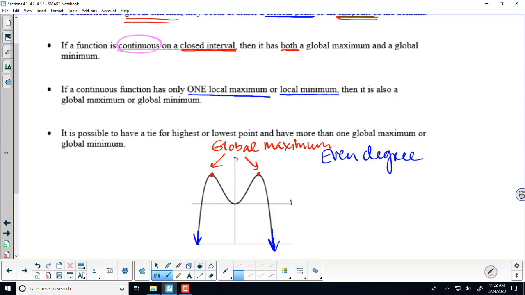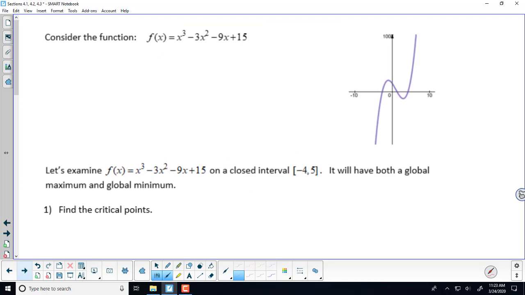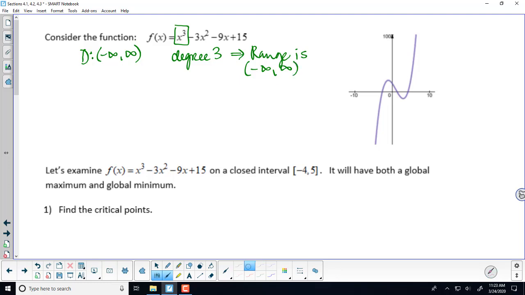All right, so how do we find these? Let's start with just talking about a function without restricting its domain. So, a polynomial function, okay? I know that the domain is all real numbers. I know that because this is degree 3, that its range is all real numbers also, right? Odd end behavior goes up to the right, down to the left.